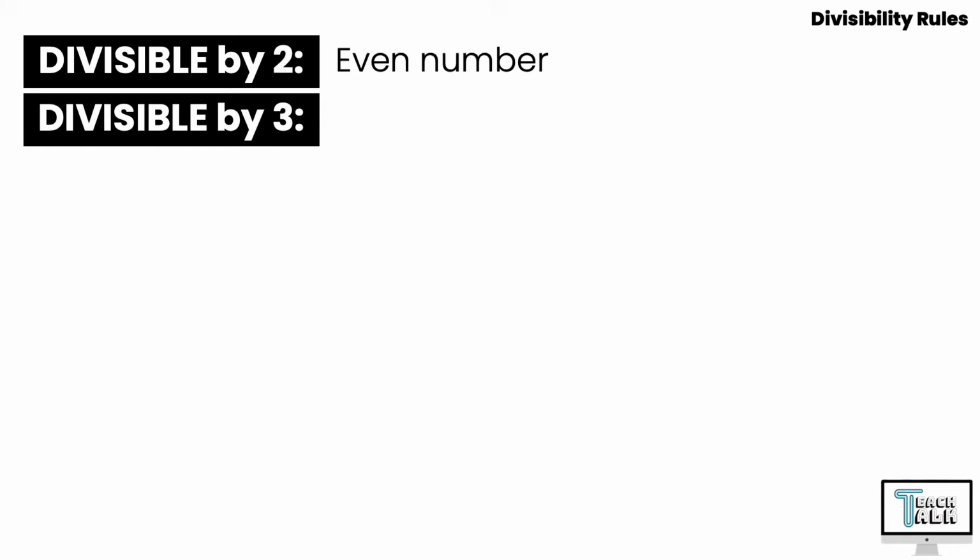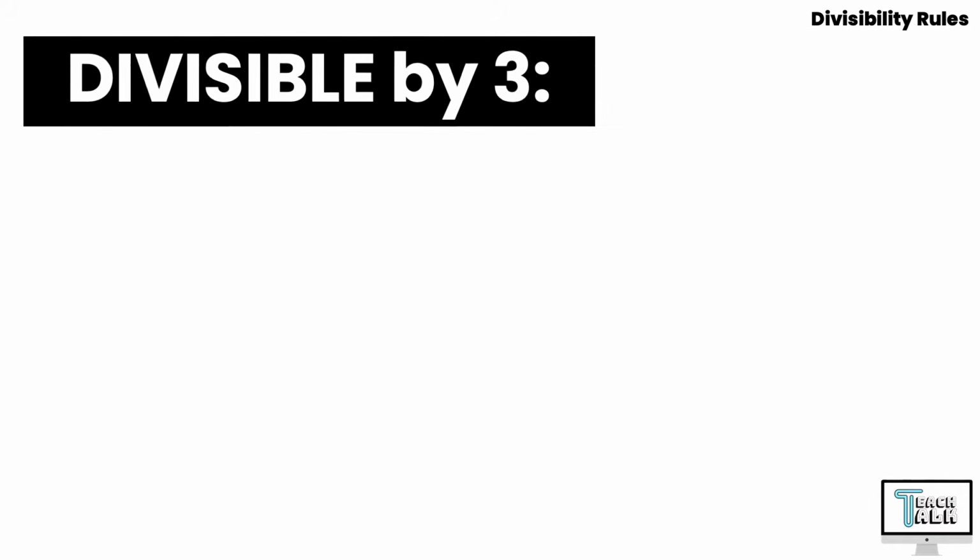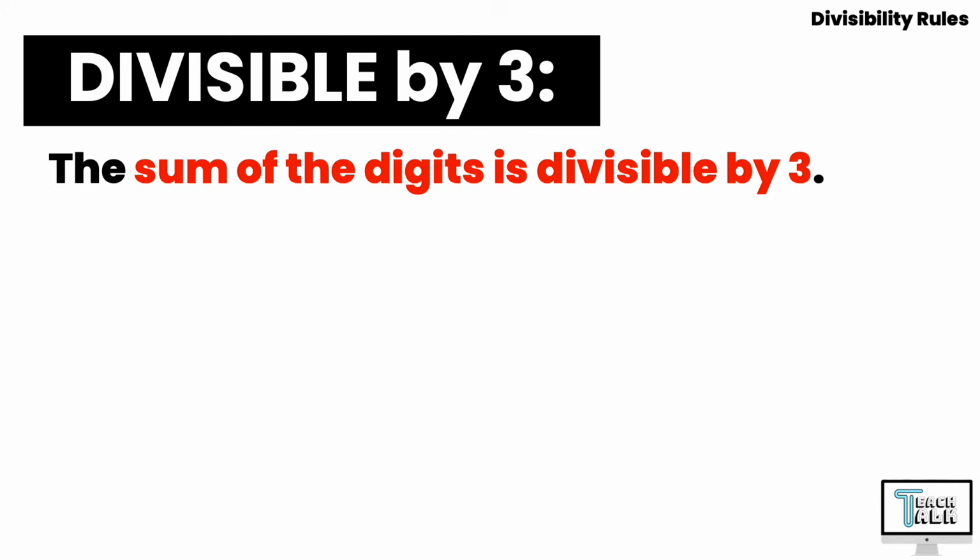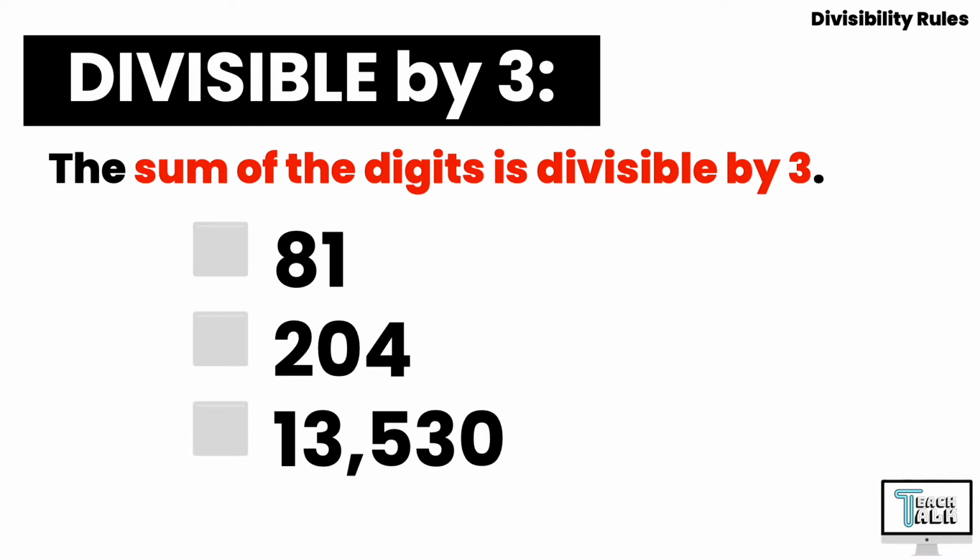Punta naman tayo sa divisible by 3. Sa divisible by 3, guys, ang ating rule is dapat daw ang sum of the digits is divisible by 3. What do we mean by sum of the digits? For example, we have these examples. 81. Si 81 guys, ang kanyang digits are 8 and 1. Pag pinag-add natin si 8 and 1, 8 plus 1, that is 9.